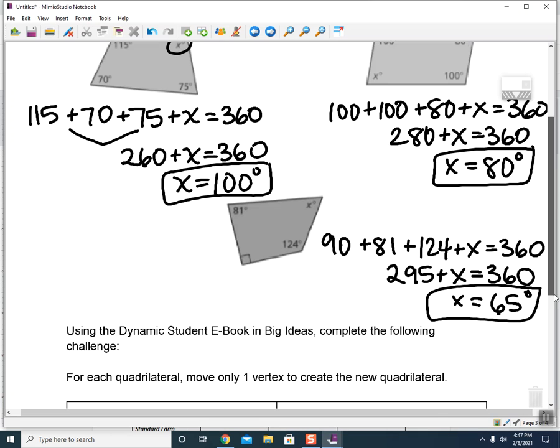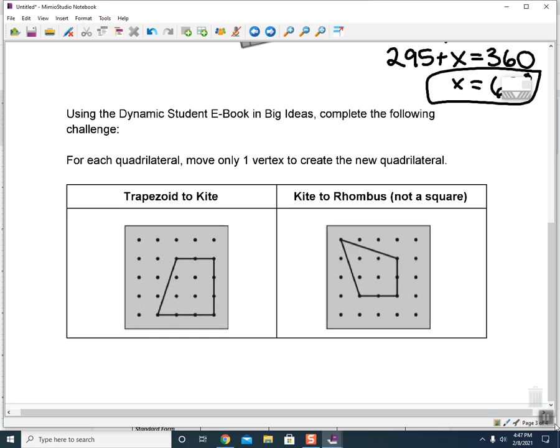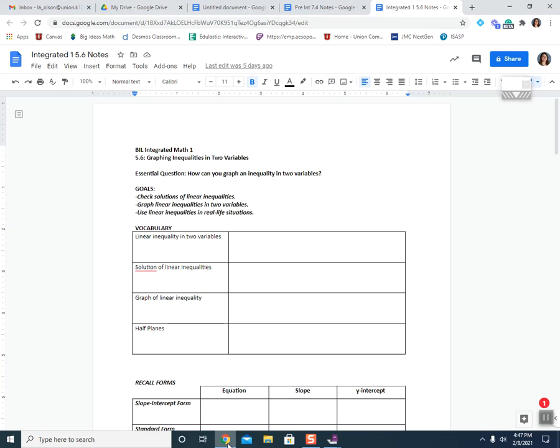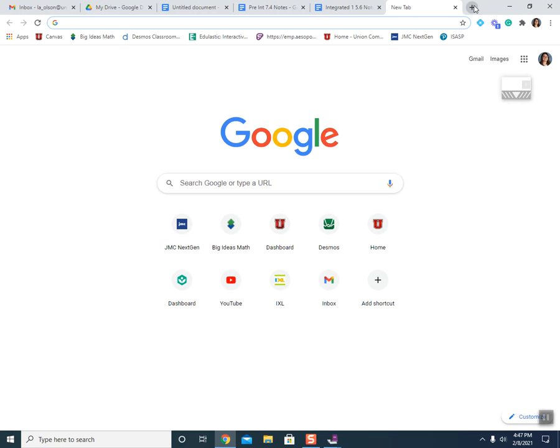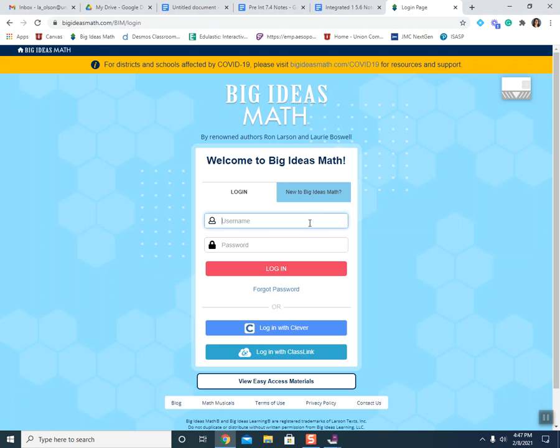Okay, so this next part, you need to use the dynamic student ebook and Big Ideas to complete the following challenge. So I'm going to show you where to go. Everyone take out your Chromebooks and log into Big Ideas Math.